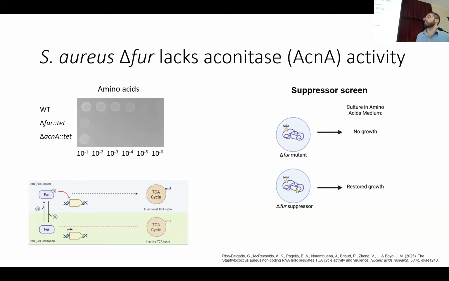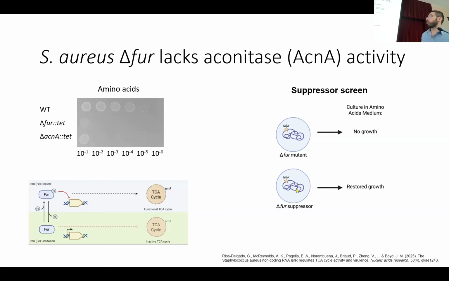And we were really interested in trying to find how Fur was impacting this TCA cycle activity. We wondered whether there might be an intermediary. Since we had our mutant with a clear growth phenotype, we decided that maybe we could find this intermediary regulator using a suppressor screen. Suppressor screens are pretty simple, but they can be powerful. In essence, how they work is that we have our initial mutation, which leads to a growth phenotype, in this case, basically no growth under this medium.